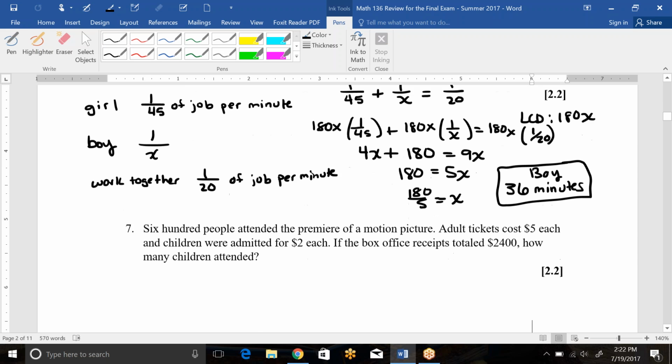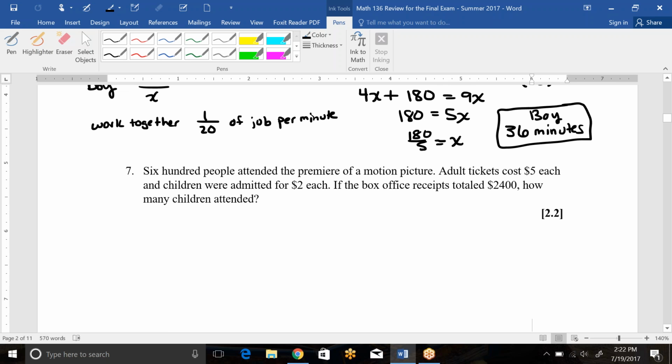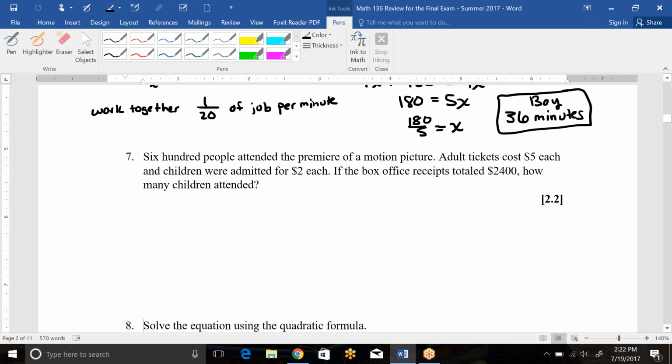Okay, let's look at number 7. 600 people attended the premiere of a motion picture. Adult tickets cost $5 each, and children were admitted for $2 each. If the box office receipts totaled $2,400, how many children attended the event? Okay, so we have 600 people total.